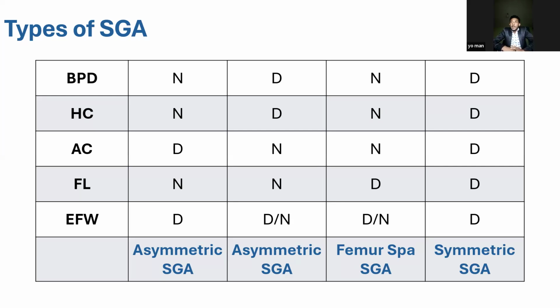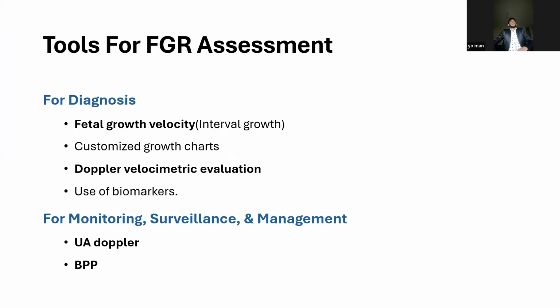the FL is below the 5th percentile. And when we calculate the weight, it could be decreased below the 10th percentile, or it could be normal. If decreased, we call it femur sparing SGA. It's another phenotype of small for gestational age. The symmetric one, where the biometric measurements, including the estimated fetal weight, will be decreased.